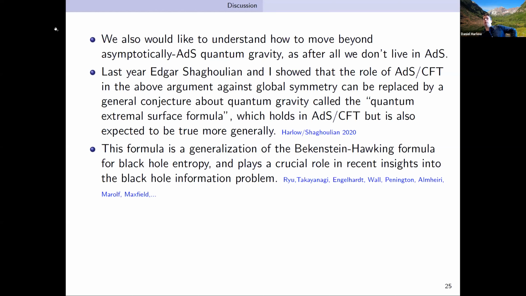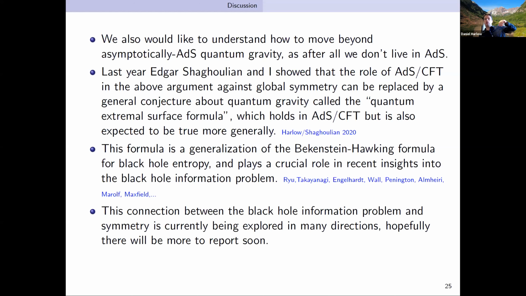So in our paper, the idea was to explain that there's this new connection between the black hole information problem and the violation of global symmetry. And this connection between the information problem and symmetry is currently being thought about by a bunch of people in many directions. So hopefully there'll be more to report soon. Okay, so that's it for me. Thank you for listening. I think I'm on time, and I'm happy to take questions.